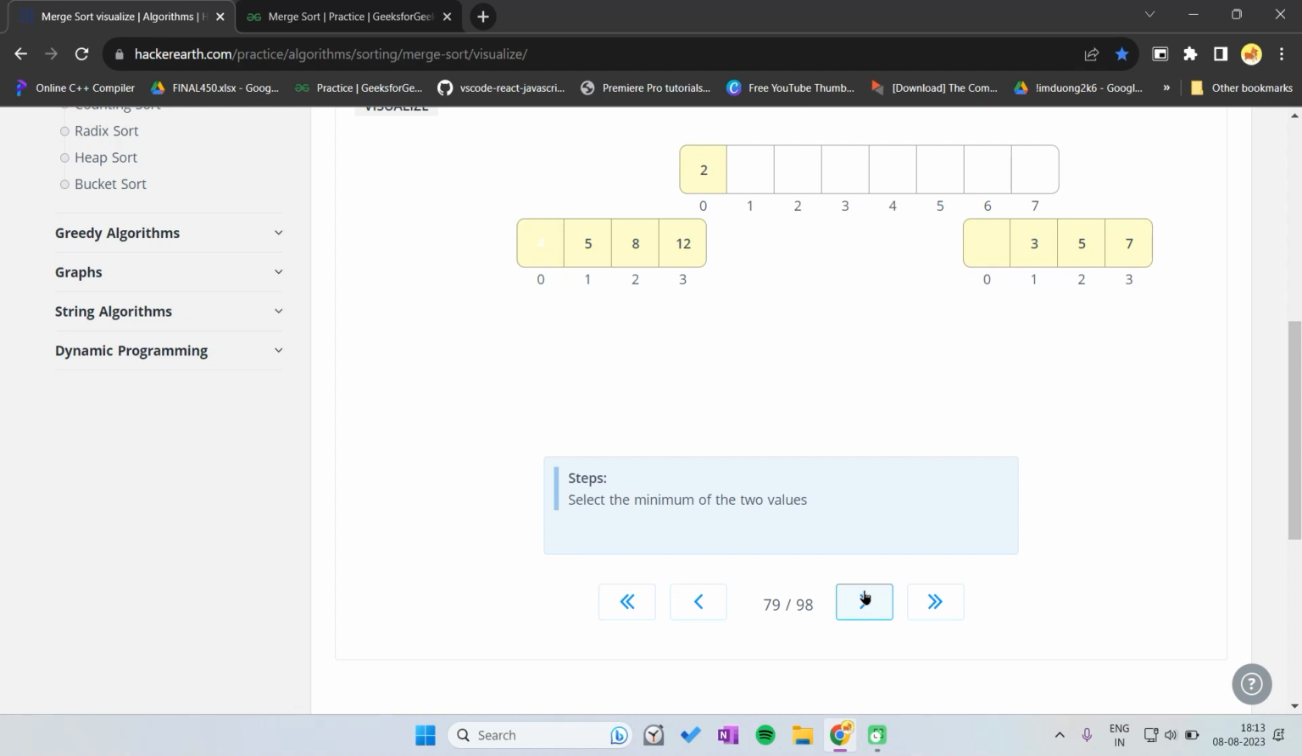Now we will compare this and this, which one is greater. 3 is smaller, so 3. Then 4 and 5, 4 is smaller. Then 5 and 5, take both of them, 5 and 5. Then 7 and 12, 7 is smaller. Then 8, then 12, and the algorithm finishes.